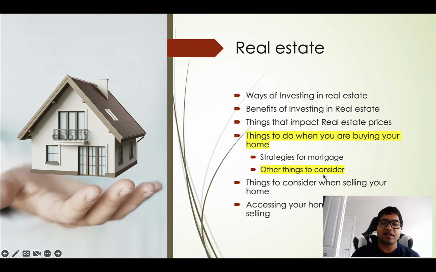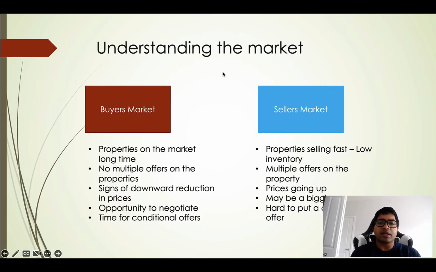Okay, so let's start. First of all, when you're buying a property, you need to understand whether it is a buyer's market or seller's market. A buyer's market is, as the name suggests, more friendly to the buyers. A seller's market is more friendly to the sellers. So what defines a buyer's market?